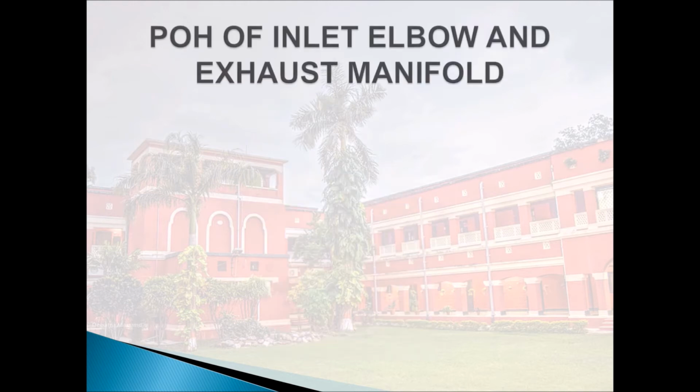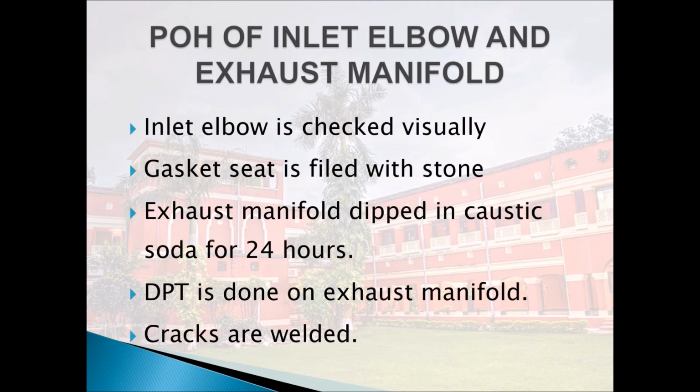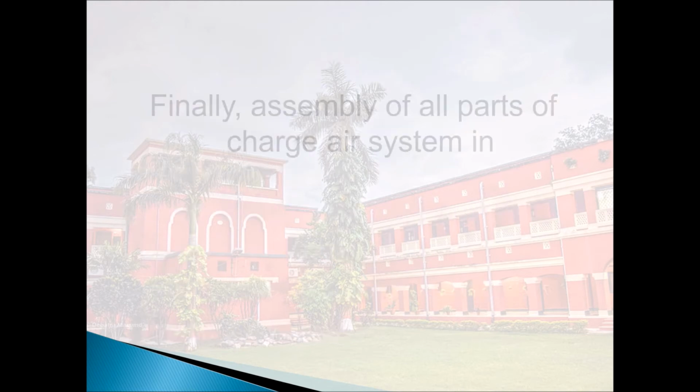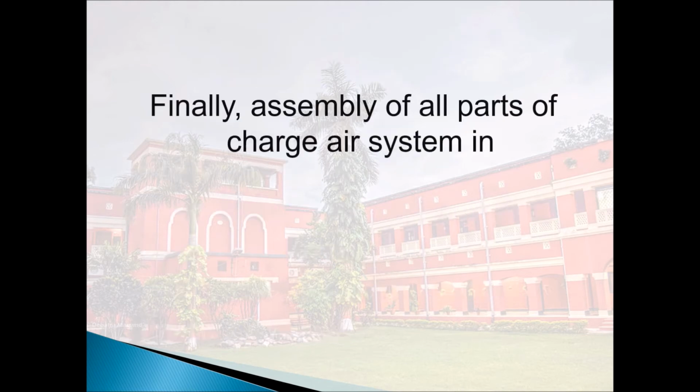The inlet elbow is visually checked and the gasket seat is filled with stone. The exhaust manifold is dipped in caustic soda for 24 hours and then a dye penetrant test is done. Cracks, if found any, are welded. Finally, all these parts are assembled in the power pack section.